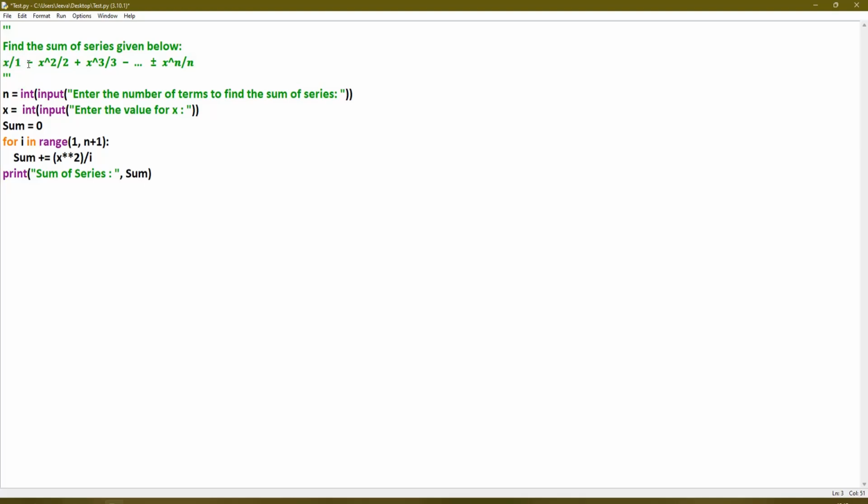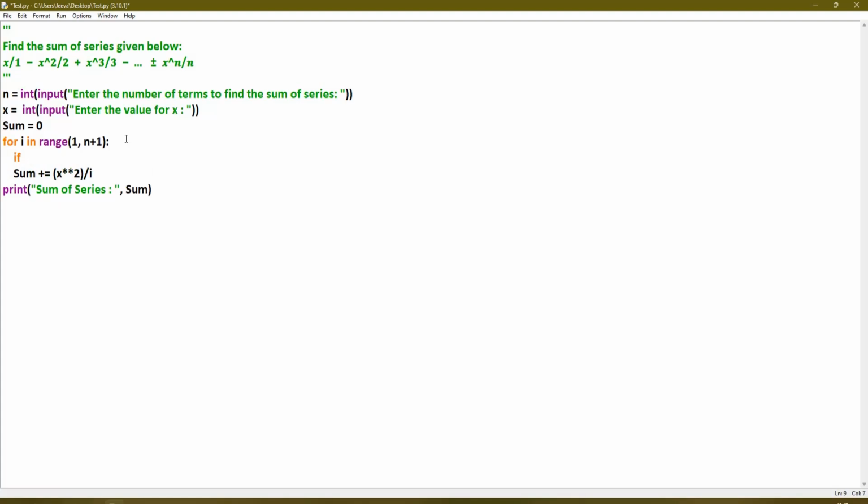Next, here you can see x by 1 minus x square by 2 plus x cube by 3 and then up to x to the power n divided by n. The pattern here, every time the even numbers term has minus in front of it, the odd number has plus. So we need to check whether it is even or odd. If it is odd, then we will have plus, otherwise we can give minus. Let us check this here.